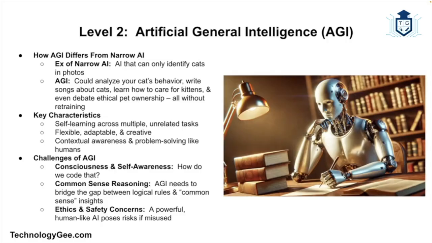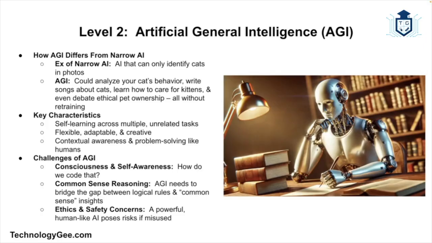Now, here are some of the challenges that are associated with AGI. The first is consciousness and understanding. And basically, what we're saying is, how do we replicate human consciousness or self-awareness in code? Then there's common sense reasoning. So AI often lacks basic logic that humans take for granted. And then there's ethics and safety. So a machine that can think like a human also has the potential to do serious harm if misused.